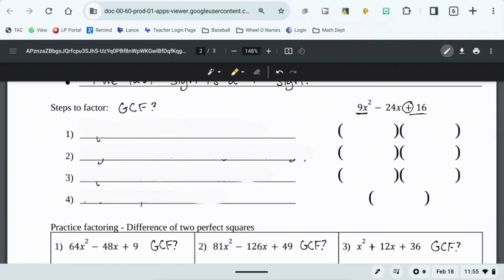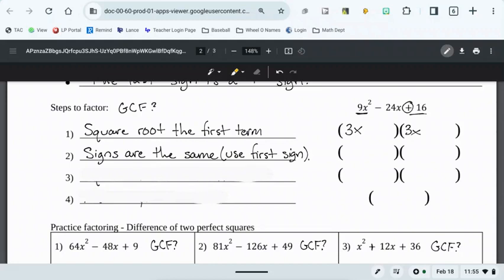If those things line up, then we have our second special case. Very similar to the first special case, we take the square root of the first term. So the square root of 9 is 3. The square root of x squared is x. So you have 3x and 3x. The second thing we do, signs are the same, but we're going to use the first sign. So we're looking at this one right here.